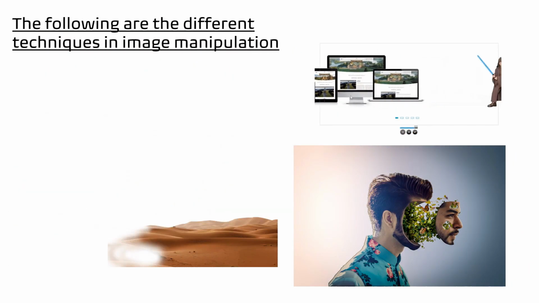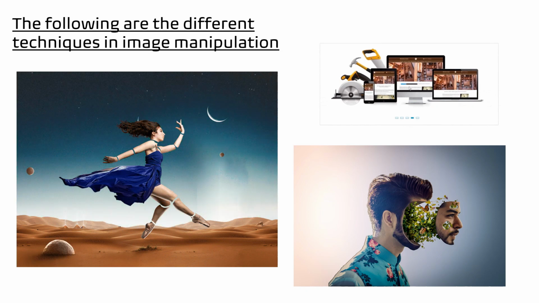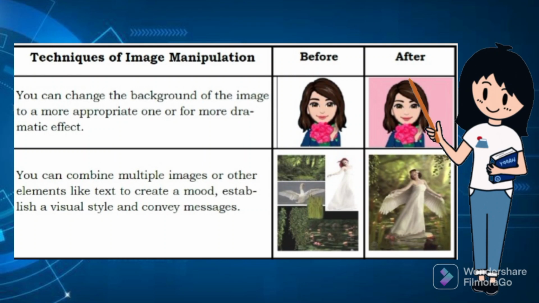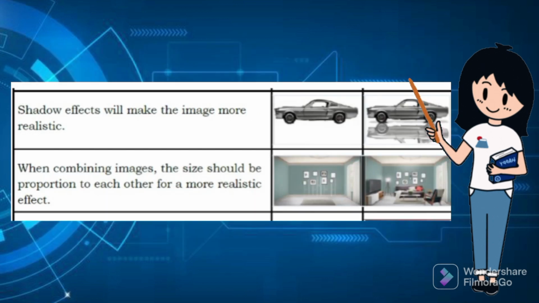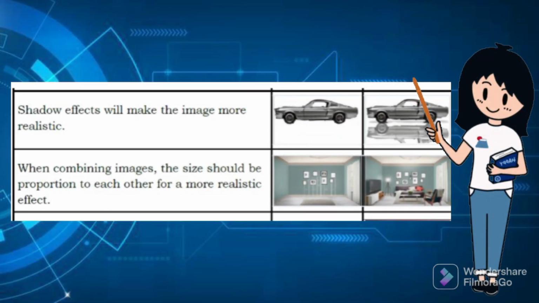The following are the different techniques in image manipulation. You can change the background of the image to a more appropriate one or for more dramatic effect. You can combine multiple images or other elements like text to create a mood, establish a visual style, and convey messages. Shadow effects will make the image more realistic.